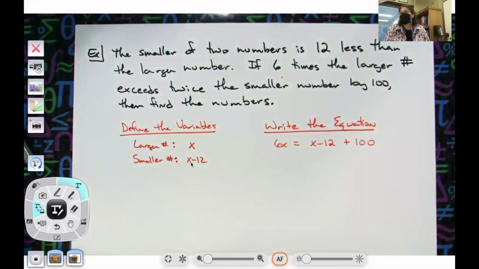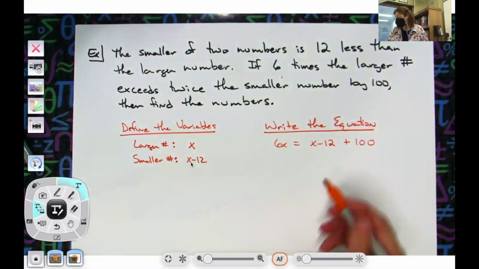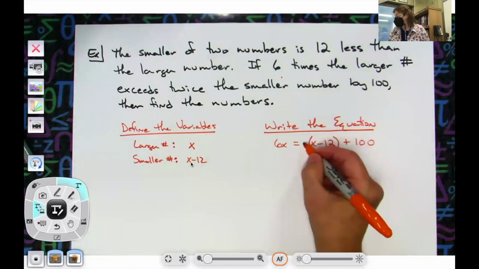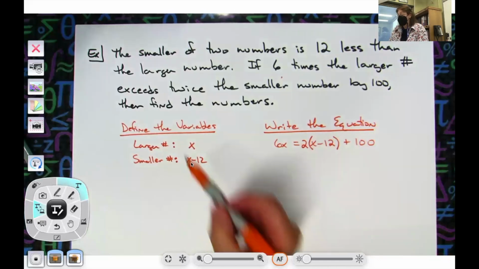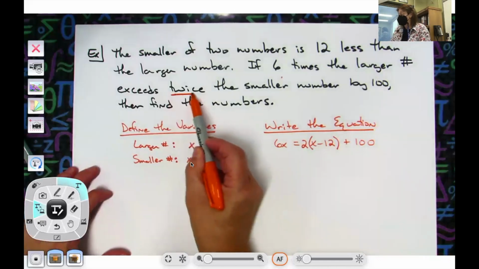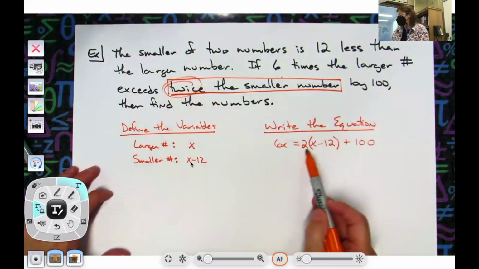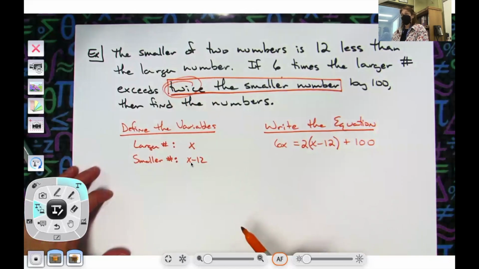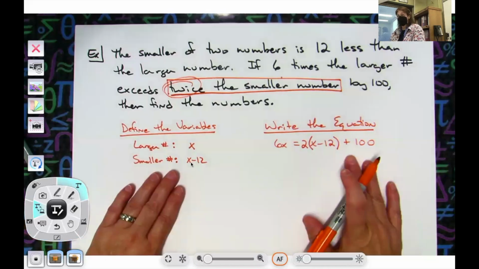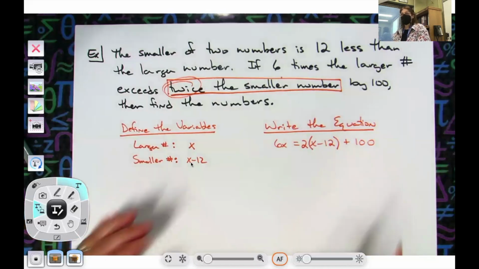Now, does he need to add anything else? And then multiply it by 2. That's the only part he's got to add, because right here it's twice the smaller number. So the word twice right there is the 2 times right here. All right, but exceeds by 100. So there we go. If you were able to define the variables and write the equation, then we're good to go. If you just messed up a little bit, then that's not too bad for the first time.